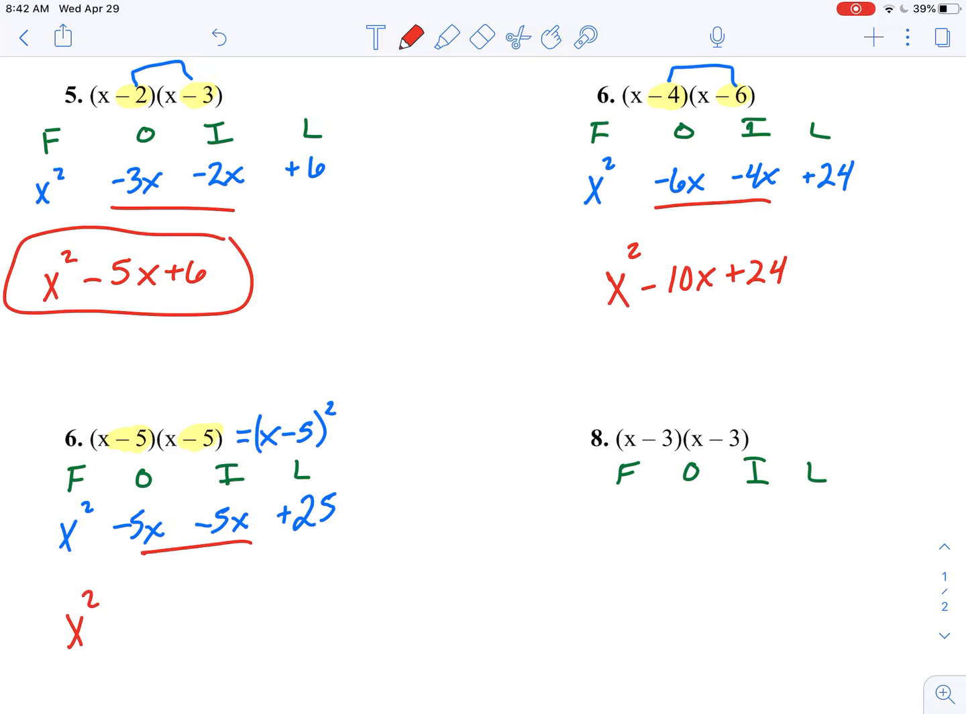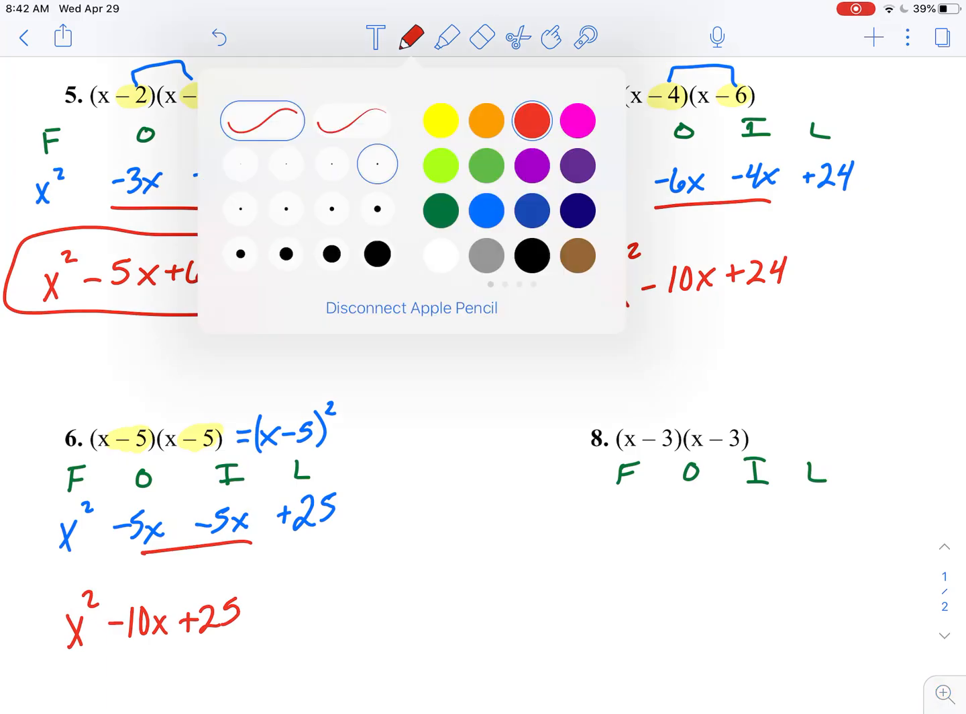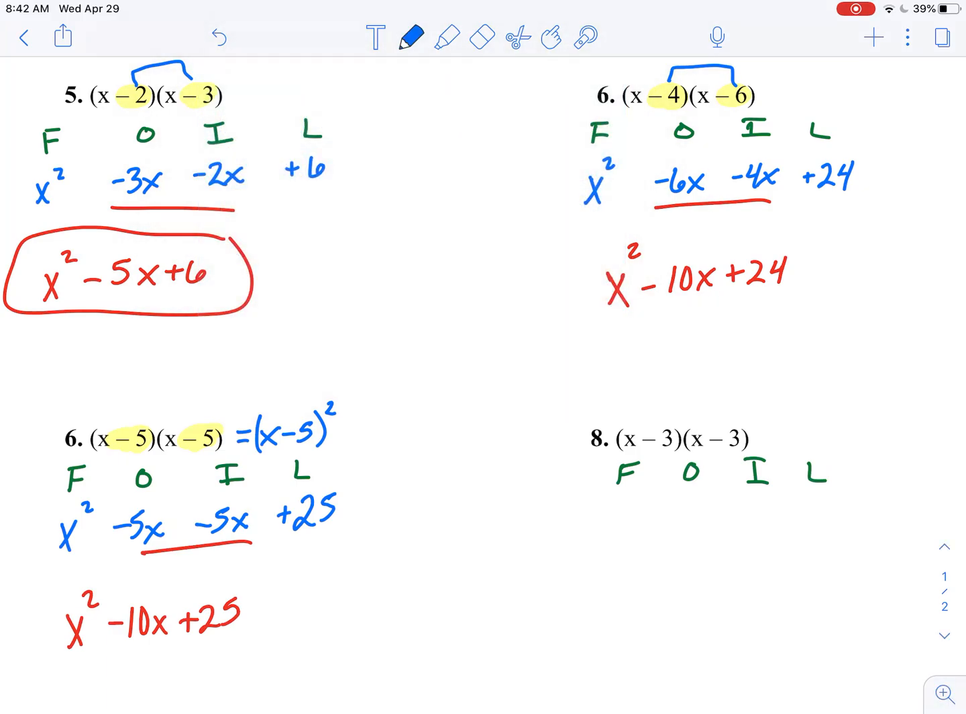As always, we'll combine our like terms, and I forgot to finish number 6. So x squared, negative 6 plus negative 4. I owe you $6, then I owe you 4 more, so now I owe you $10. So I have negative 10x. We'll do the same thing here: x squared, negative 5 plus another negative 5 is negative 10x, plus 25.